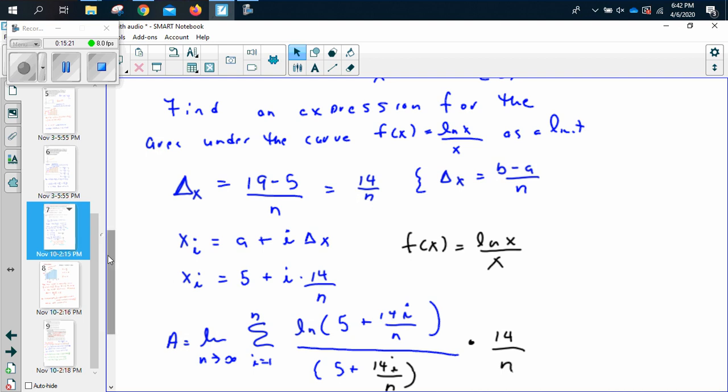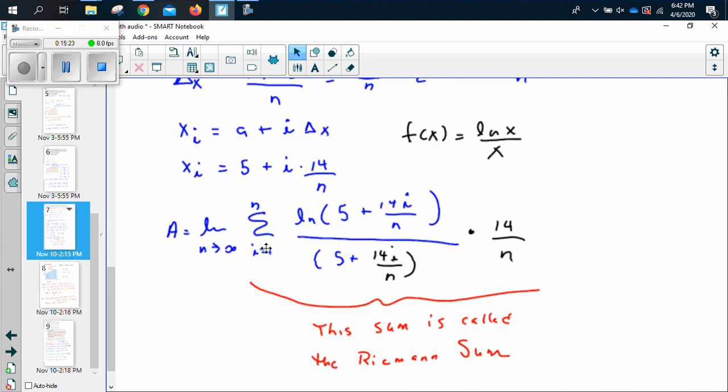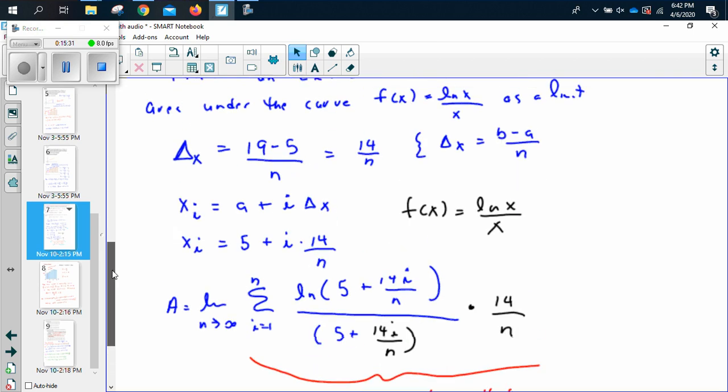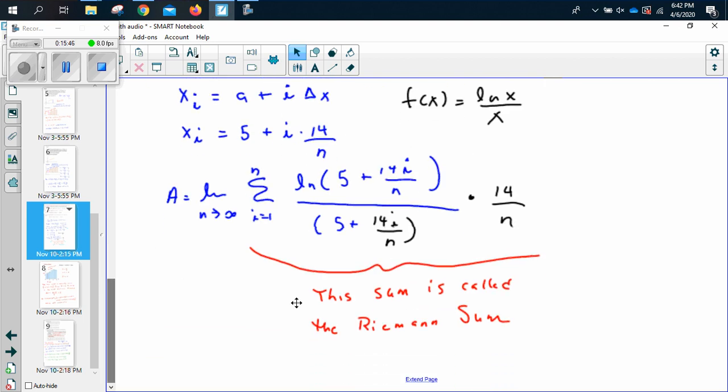Then I write out the area as the limit as n goes to infinity of the sum i equals 1 to n of the natural log, because the function was natural log of x over x, natural log of this expression for my x, and then it's divided by x, and then we go times delta x. This is called the Riemann sum. This is how you would write this out as a limit.